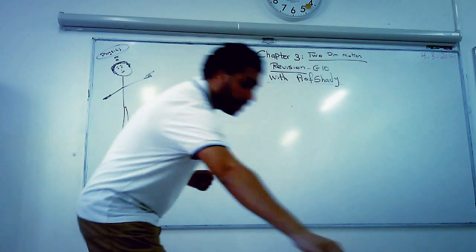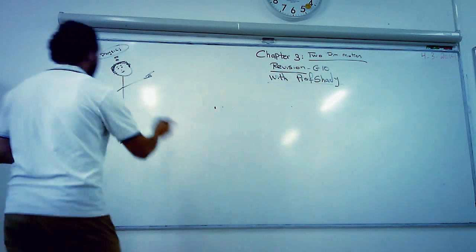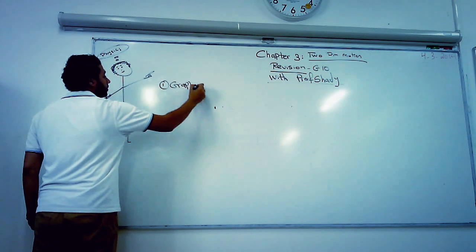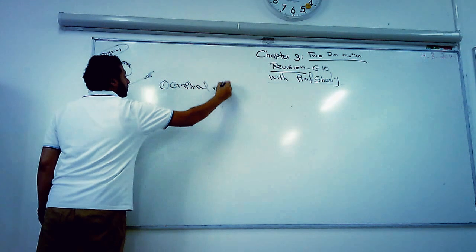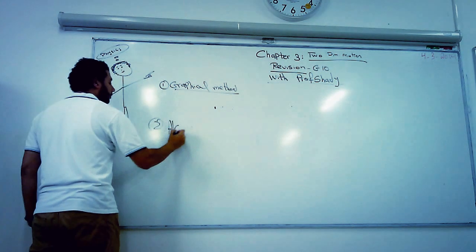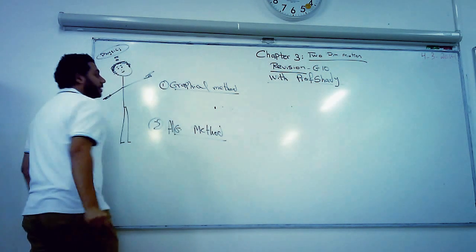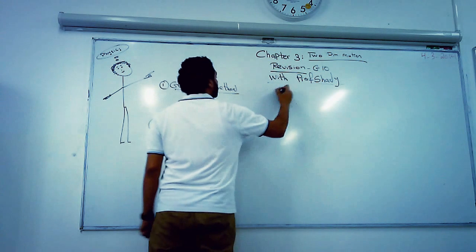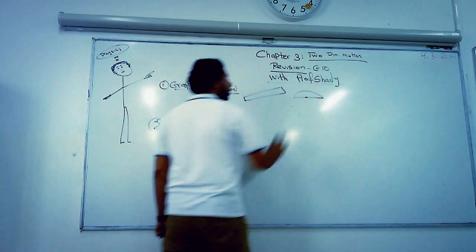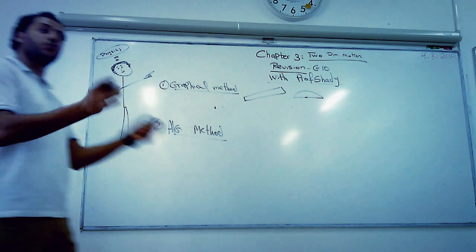Okay? In order to add vectors, you have two basic ways. You have the graphical method, and you have the algebraic method. The graphical method, you need your ruler and your protractor. I call it a translation problem. You need just to translate the problem into ruler and protractor.